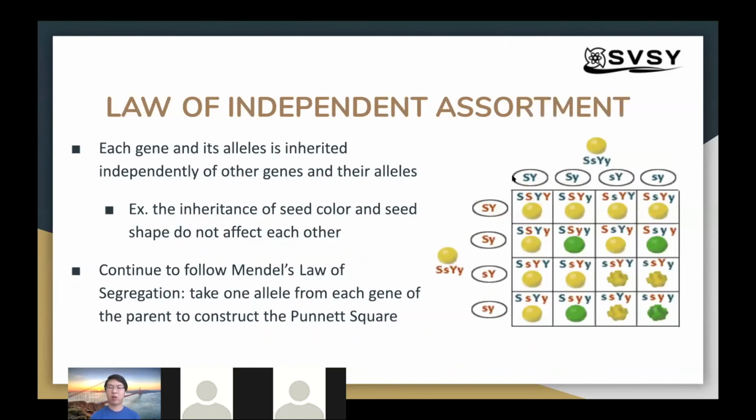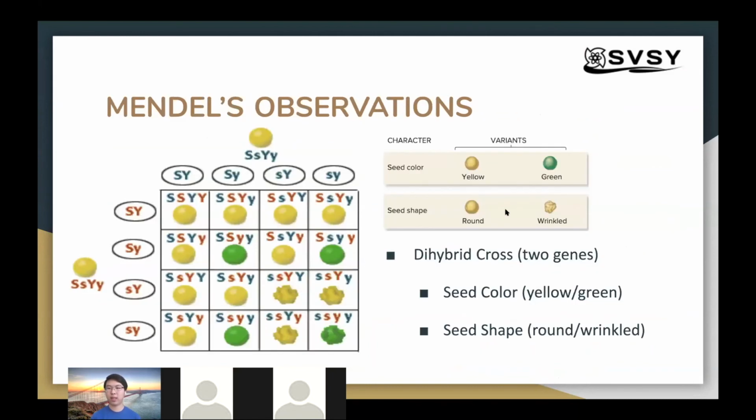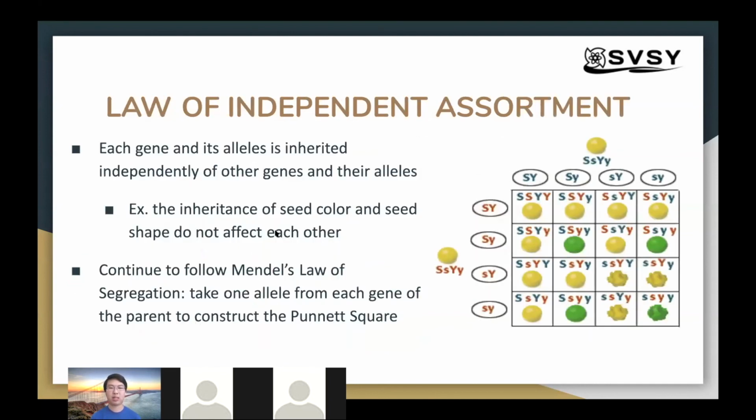So this is where Mendel got his third law, the law of independent assortment. So each gene and its alleles, he said, are inherited independently of other genes and their alleles. So the seed color gene and how it's inherited is completely separate from the seed shape gene and how it's inherited. There is no connection or relationship between these two. So it's almost like we can consider these two genes to be inherited separately or independently, which is why he's calling it independent assortment. So the inheritance of seed color and seed shape do not affect each other.